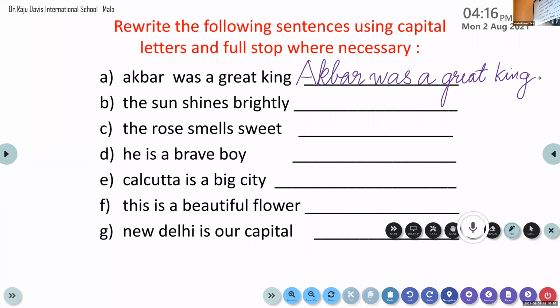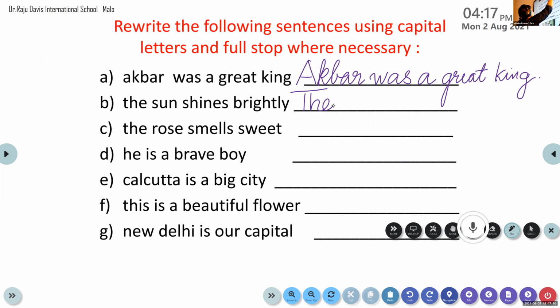Yes, Aaron, do you want to speak to me? What do you want to tell me? The sun. Okay, come on, read the sentence. The sun shines brightly. Okay, so what we have to do? We have to begin the sentence with a capital letter.